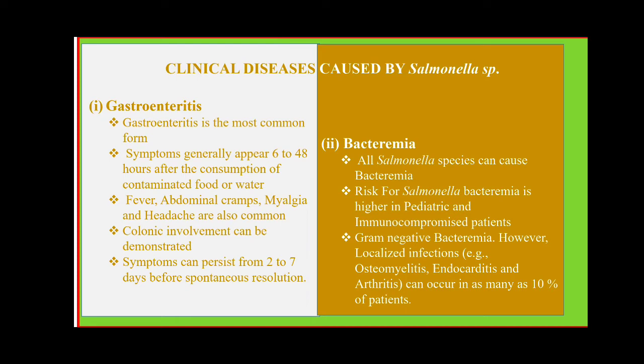And the second one, bacteremia. All Salmonella species can cause bacteremia. The risk for Salmonella bacteremia is higher in pediatric and immunocompromised patients. Gram-negative bacteremia, however, can cause localized infection. Localized infection means it affects a particular part of our body. Example: osteomyelitis, endocarditis, and arthritis can occur in as many as 10% of patients.